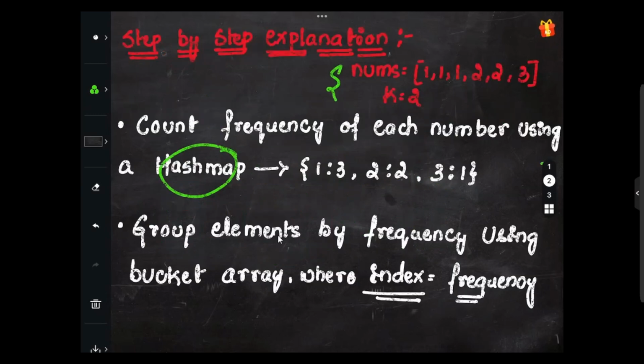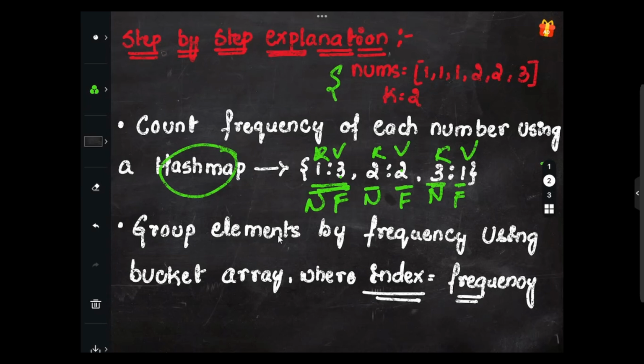The first thing here is we need to count the frequency of each number using the hash map. This is key, this is value: the number and its frequency, number, frequency, number, frequency. I hope this is clear. 1, 2 and 3 are the elements, and 1 is present thrice in the array, 2 is present twice, and 3 is present once.